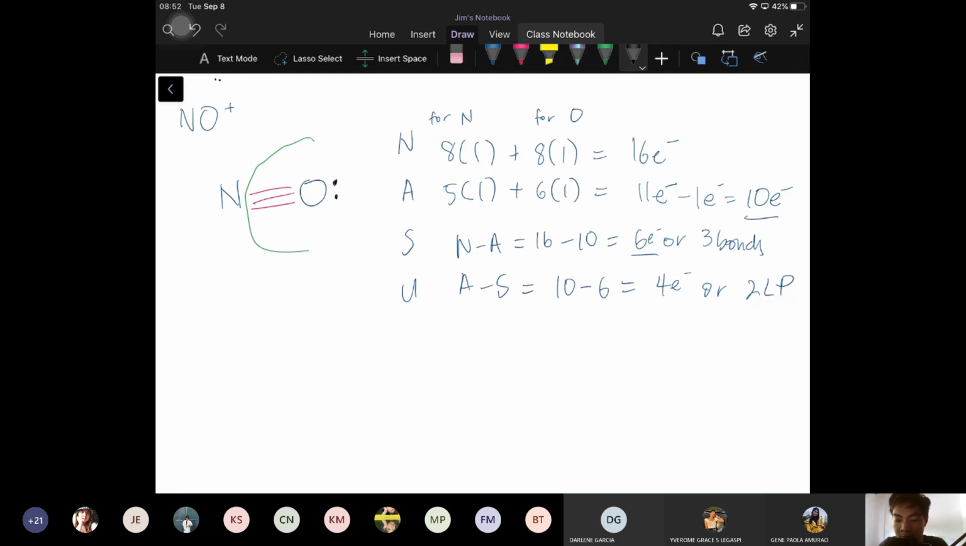So, ayan. May lone pair si oxygen. And with that, oxygen now already has the 8 electrons needed, no? So, octet rule na siya. So, sir, saan yung isa pa? Eh di kay nitrogen, no?